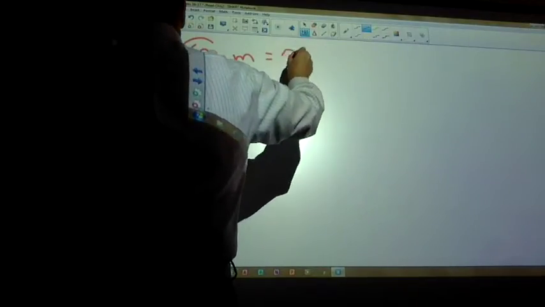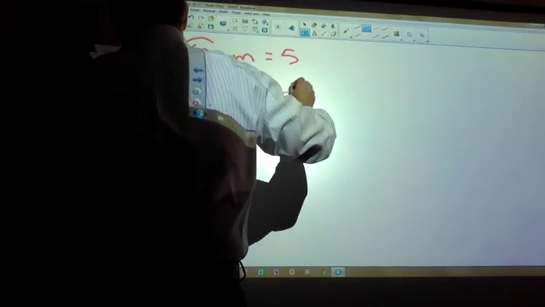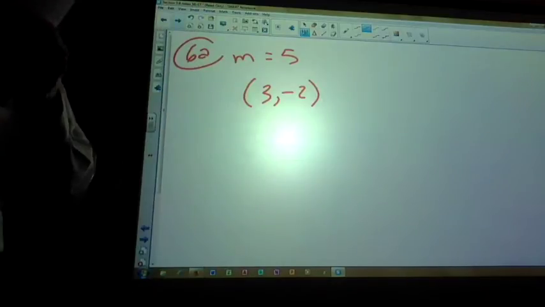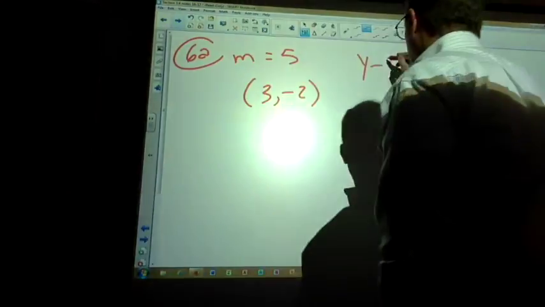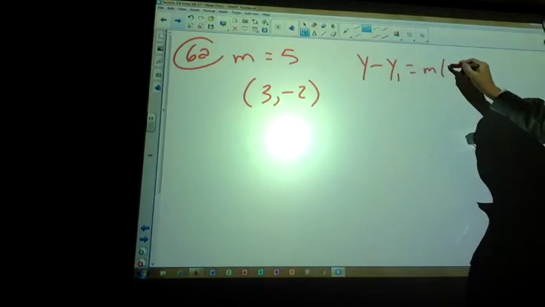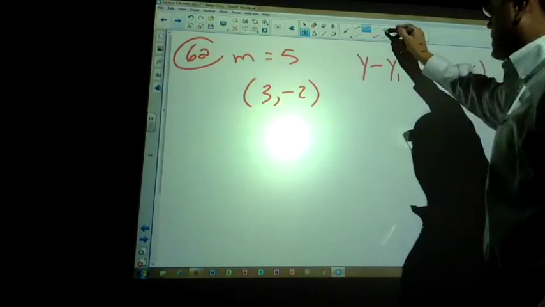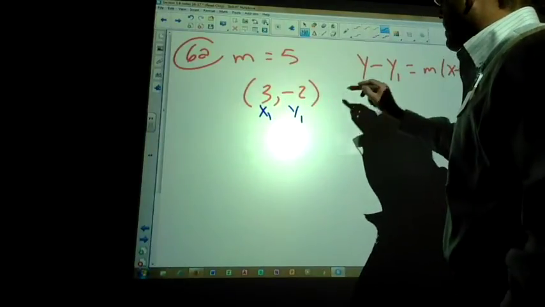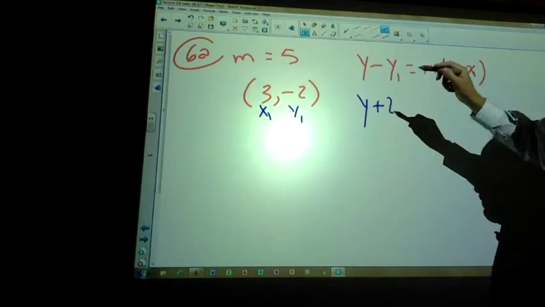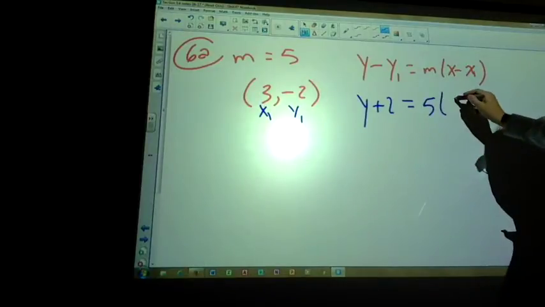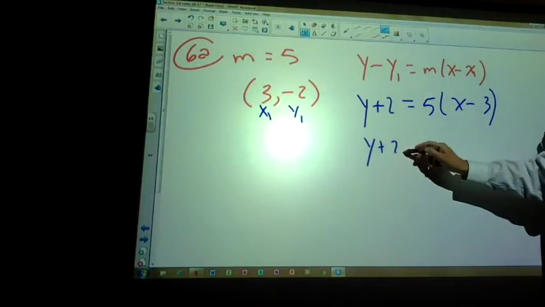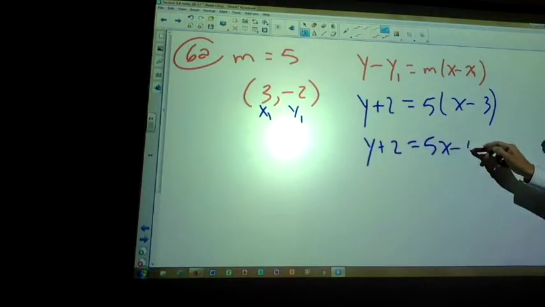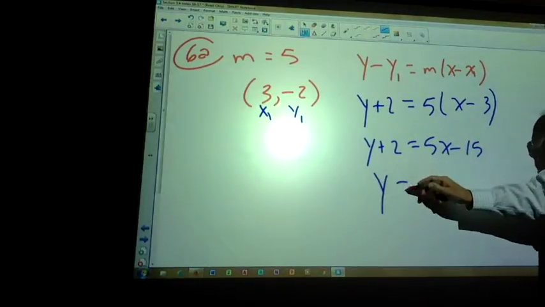So we have the slope of this, and it passes through the point. We want to put this in slope-intercept form, so I think it's best to put it in point-slope first. With x1, y1, let's plug it in. y plus 2, because negative, negative, equals 5 times x minus 3. Then they want it in slope-intercept form, so I'm going to distribute the 5 over the parentheses first. And then I'm going to subtract 2.